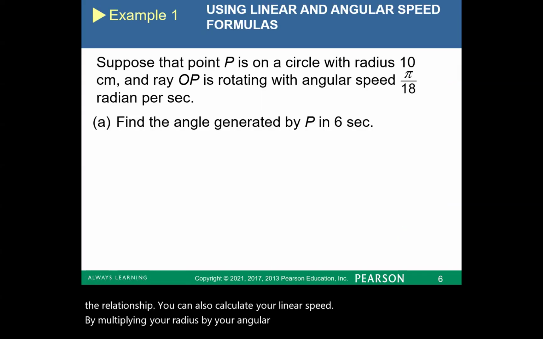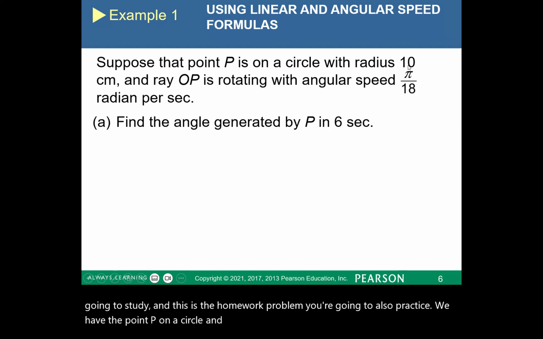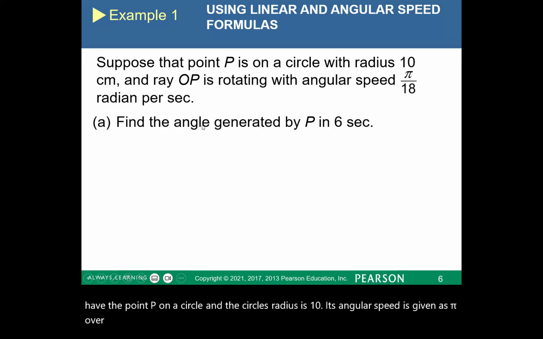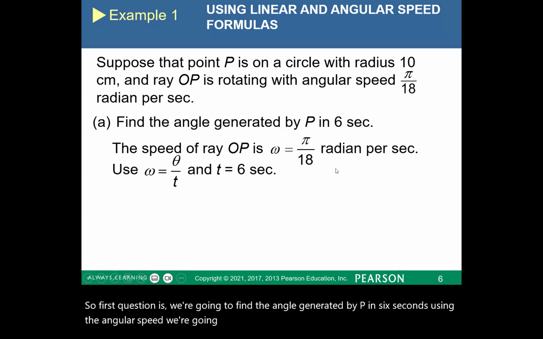Here's the first example we're going to study, and this is the homework problem you're also going to practice. We have the point P on a circle, and the circle's radius is 10. Its angular speed is given as pi over 18. The first question is, we're going to find the angle generated by P in 6 seconds using the angular speed. We're going to find theta first.